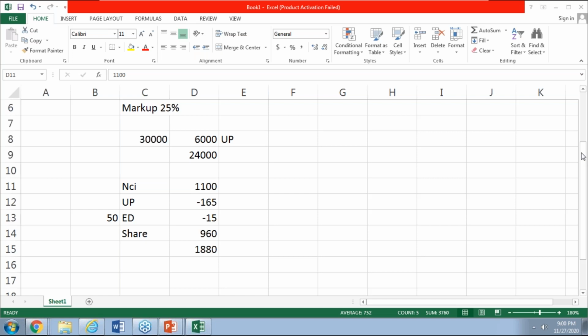Fair valuation adjustment. What about the fair value? Fair valuation adjustment was initially recognized in the goodwill. So the impact of the excess depreciation of the fair valuation adjustment will be reported in NCI. Is that clear?